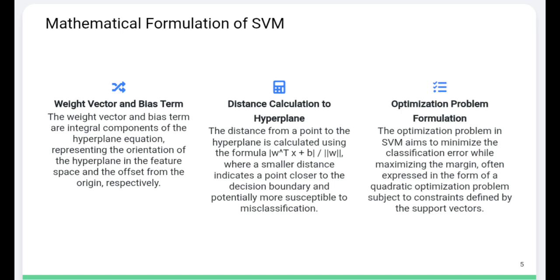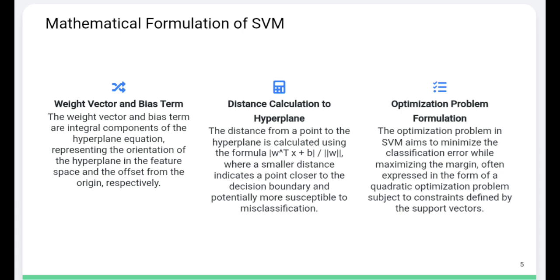Next is mathematical formulation of SVM. Weight vector and bias term. The weight vector and bias term are integral components of the hyperplane equation, representing the orientation of the hyperplane in the feature space and the offset from the origin respectively.